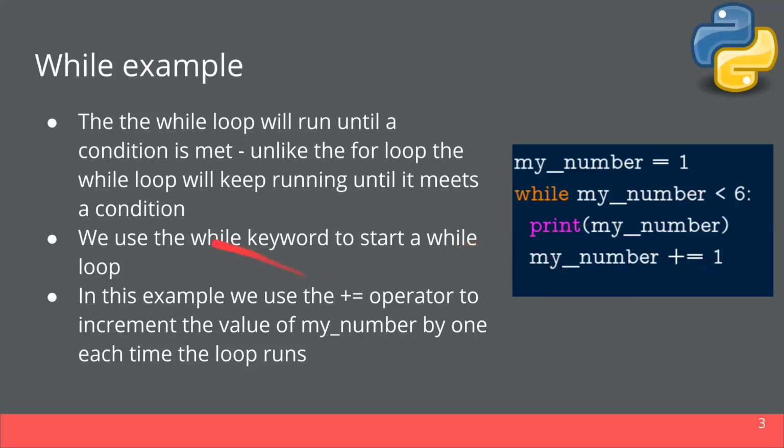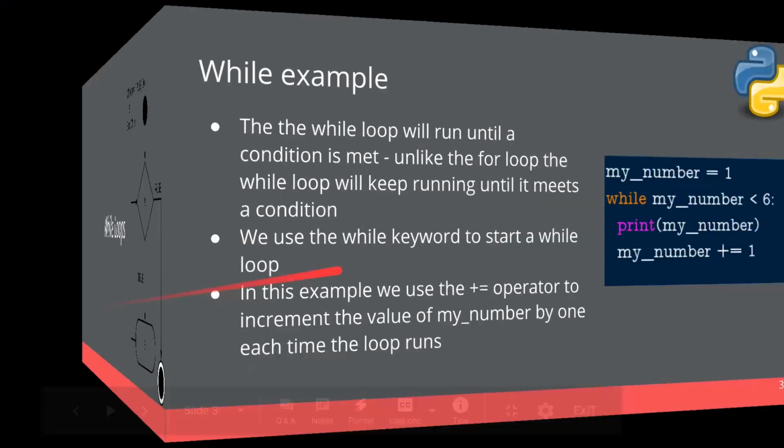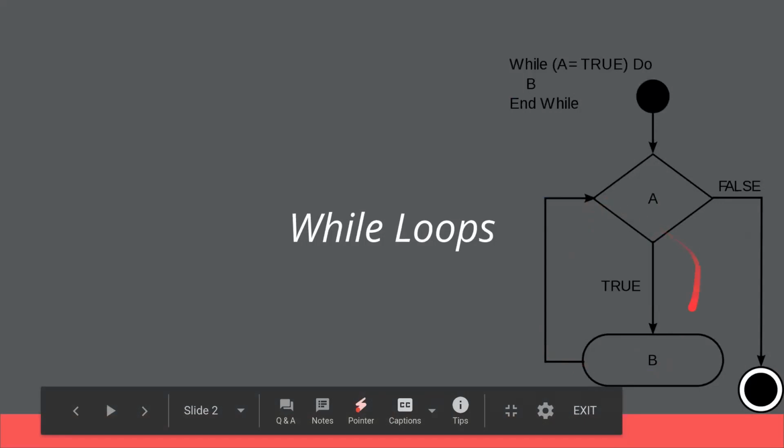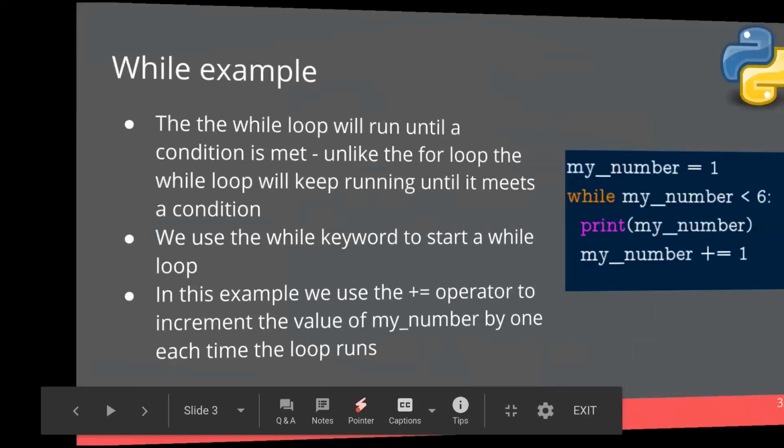And going back to our flowchart, keep doing that until the number reaches 6, or while it's less than 6, keep doing it. While the number is less than 6, keep doing this, and then you can leave the loop and head on to the next line of the program, which in our case happens to be the end of the program.